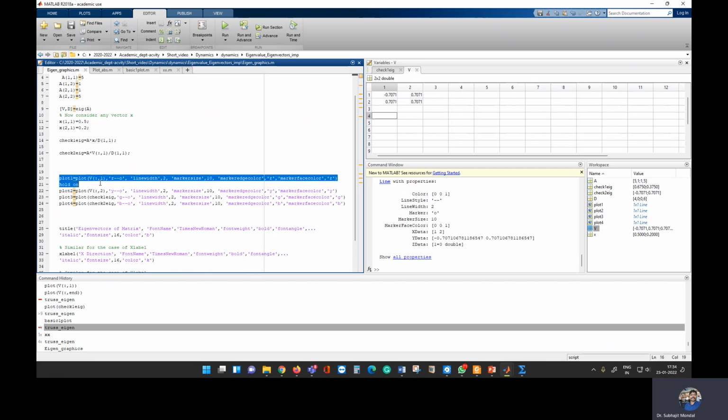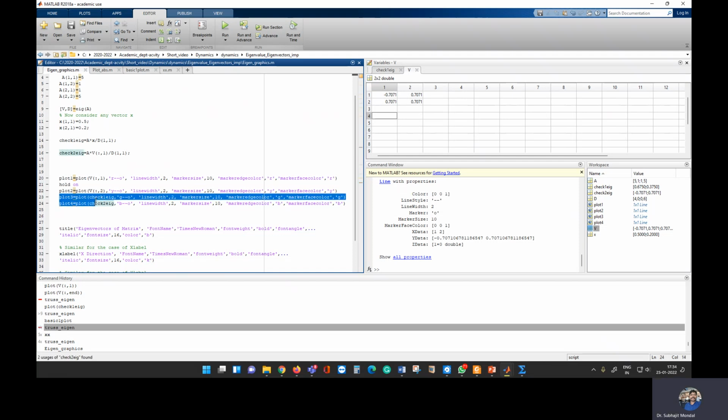Now what I did, I tried to plot. First I plotted the first eigenvector, meaning this first column. Then I plotted the second eigenvector, that color is yellow. Then the third one I plotted is the check, the vector I get by multiplying the matrix A, where the value of the vector was 0.5, 0.2. And the fourth one is here: basically I tried to get our eigenvector by multiplying the matrix A with our first eigenvector, and then divided by the first eigenvalue.